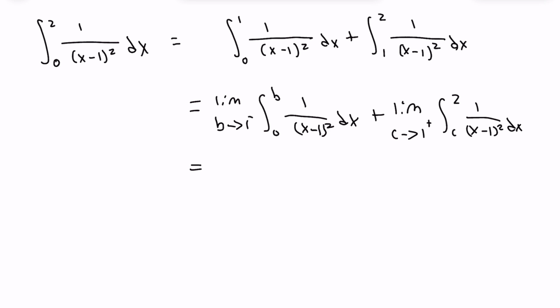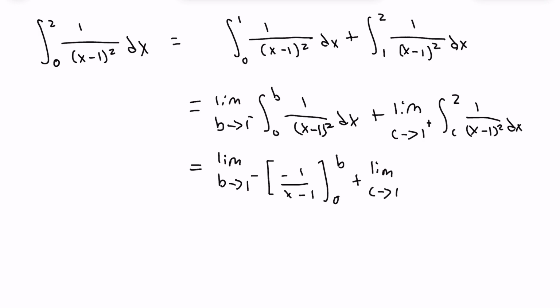So now we can rewrite this integral, so we have the limit as b approaches 1 from the left. Now using u substitution, you can solve this integral, but for the purposes of speeding up the video, I did it before. So we have negative 1 over (x minus 1) from 0 to b. And then we can add this to the limit as c approaches 1 from the right. And I did the u sub here, so we have negative 1 over (x minus 1) from c to 2.